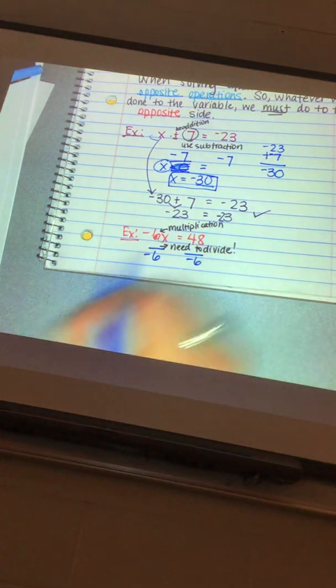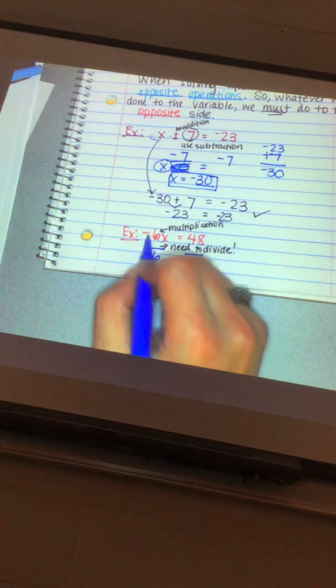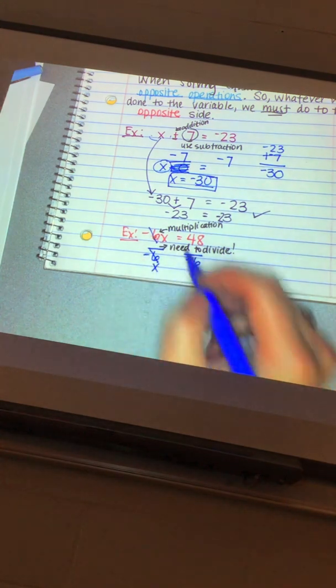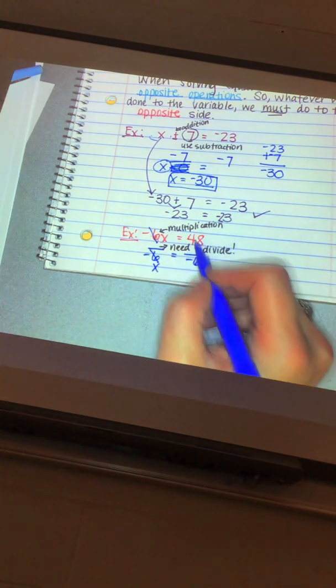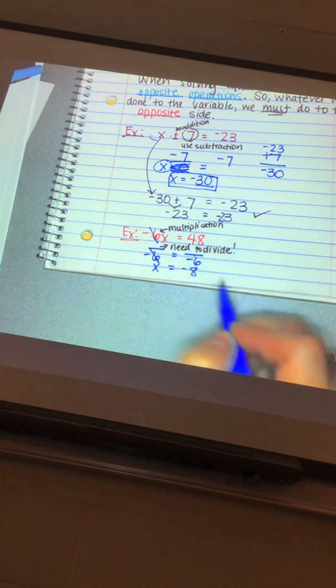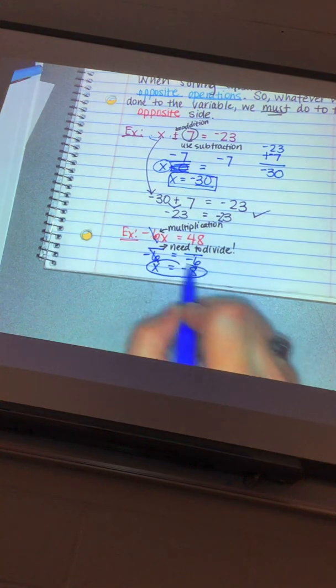Okay, so you have a negative 6 divided by a negative 6. That cancels out. All you have left is your x. 48 divided by a negative 6. Well, that leaves you with a negative 8. So this is your answer, negative 8.